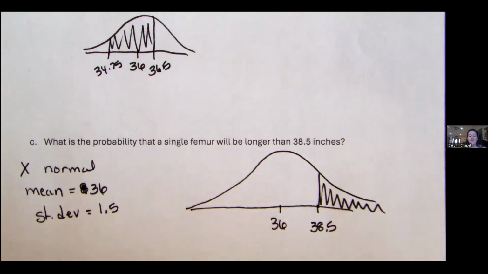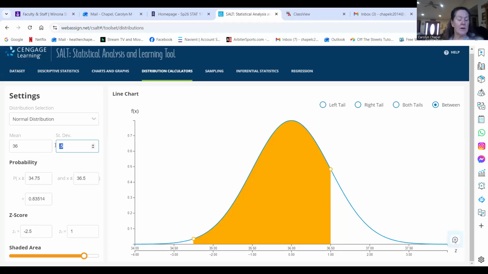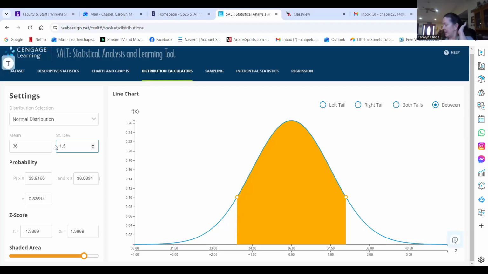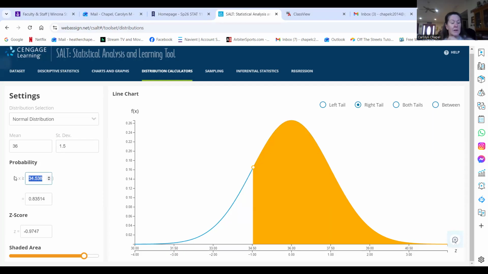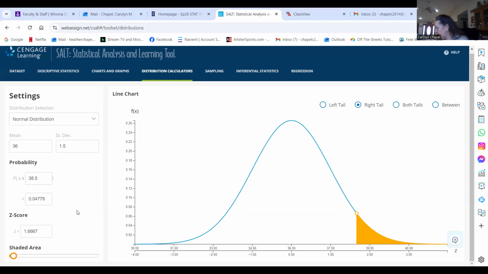So let's go back to SALT and see what the probability would be. This is looking at the stuff that we had done previously, where we don't have to worry about dividing that standard deviation by anything. So I'm going to change it back to 1.5. We are going to go back to a right tail because we're looking above, and we're going to do 38.5. And here I do get an answer of 0.04779. So we'll go back to our notes one last time.